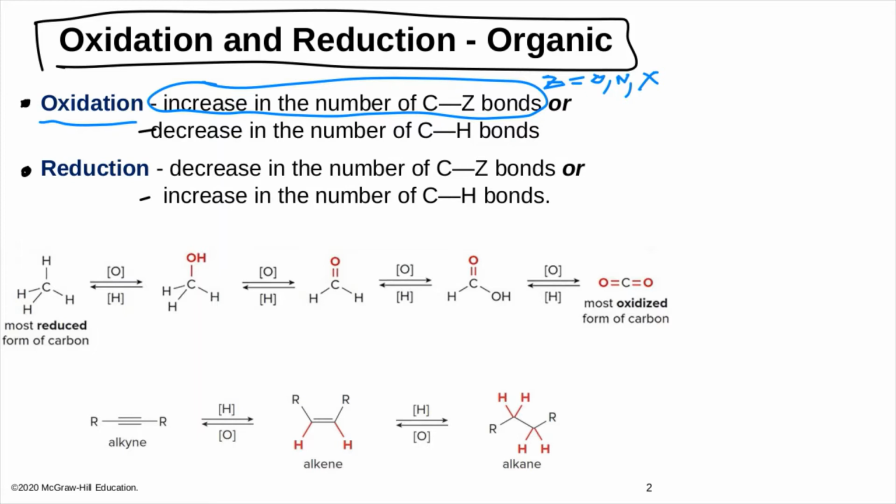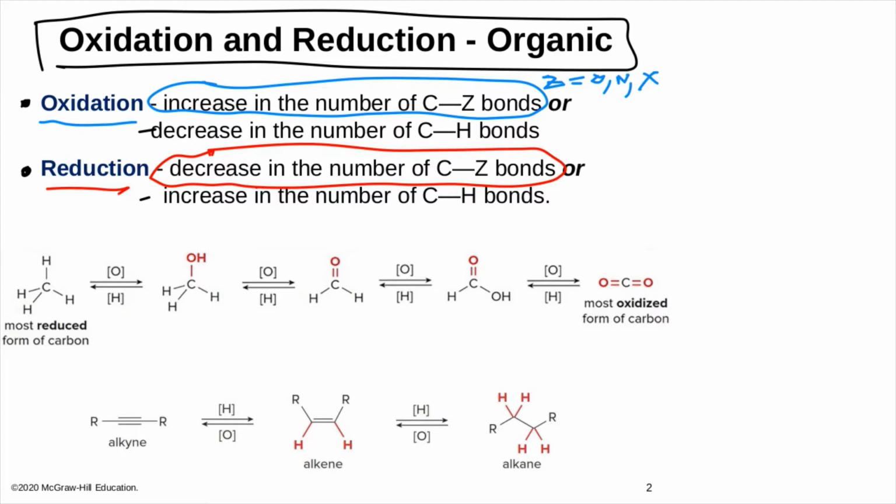And then reduction is the opposite. A reduction reaction is when you decrease the number of C-Z bonds on a carbon going from reactant to product, okay? So that's one way to define oxidation. We'll look at the other definition in a second, okay?